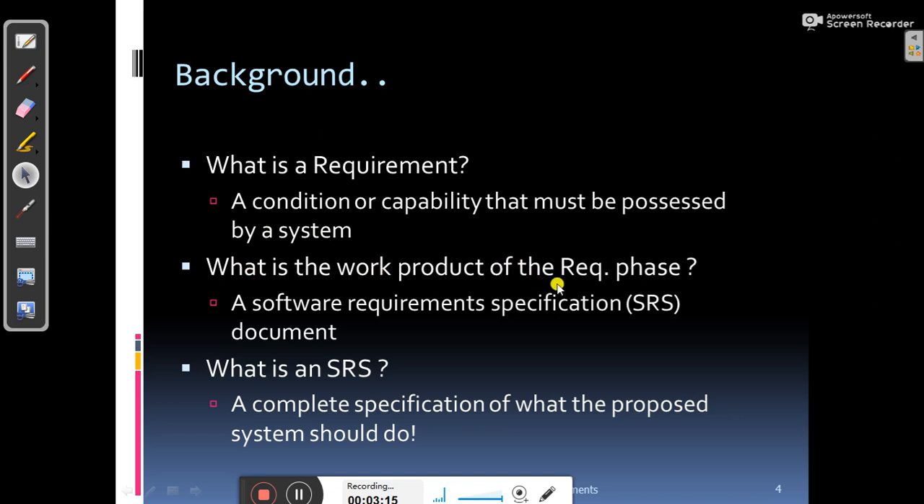What is the work product of the requirement phase? It is the main part. The product of this requirement analysis phase is the software requirement specification, the SRS document. So what is an SRS? SRS is a complete specification of what the proposed system should do, and how it will provide it.